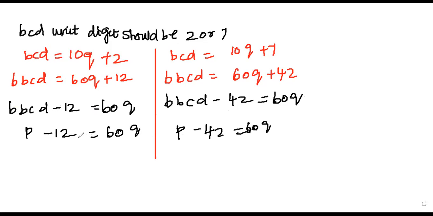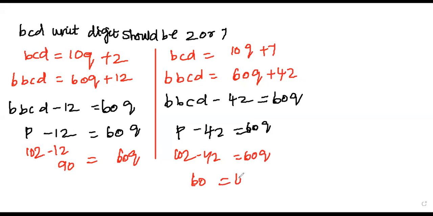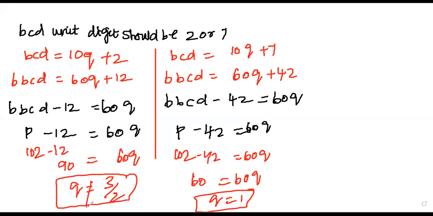So we already assumed the value of P is 102. P was greater than or equal to 102. I hope you remember that. So if I substitute that 102 here, I will have 102 minus 12, which becomes 90 equal to 60Q. Here, I will have 102 minus 42, 60 is equal to 60Q. So here you will have Q as 1. And here you will have Q as some decimal, right? So we'll ignore the decimal.